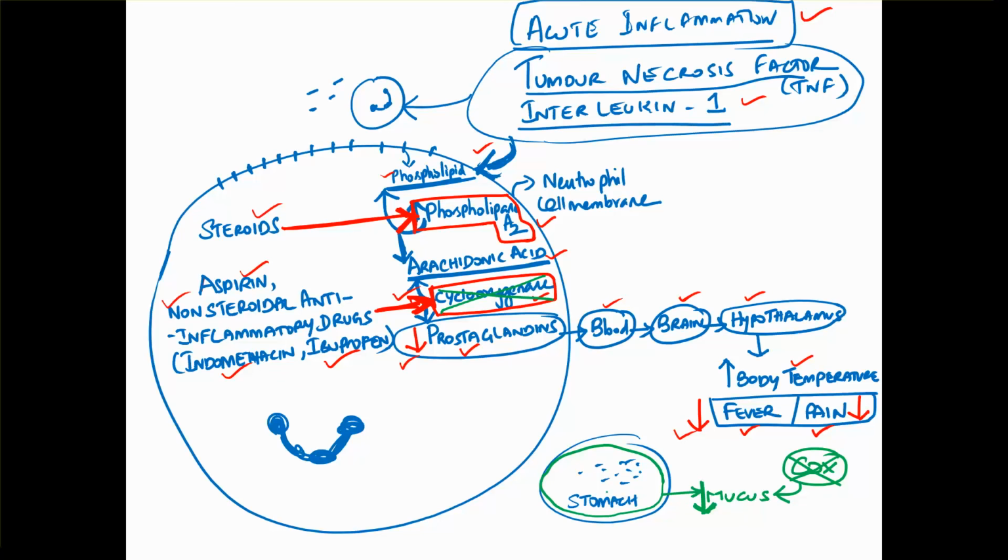That results in acid damaging the stomach wall. Acid will damage the stomach wall, resulting in gastritis or ulcer. So when you give aspirin or a non-steroidal anti-inflammatory drug, we get a side effect of gastritis and ulcer.